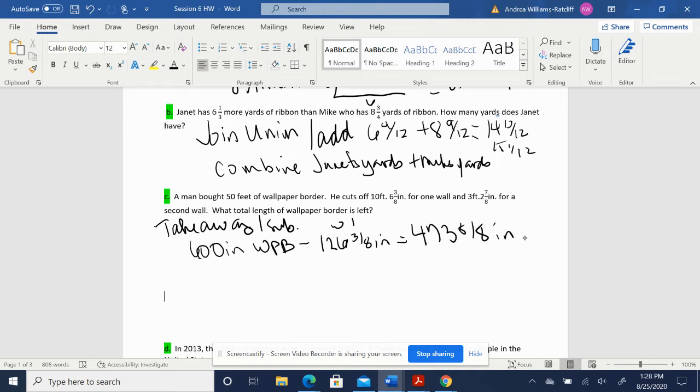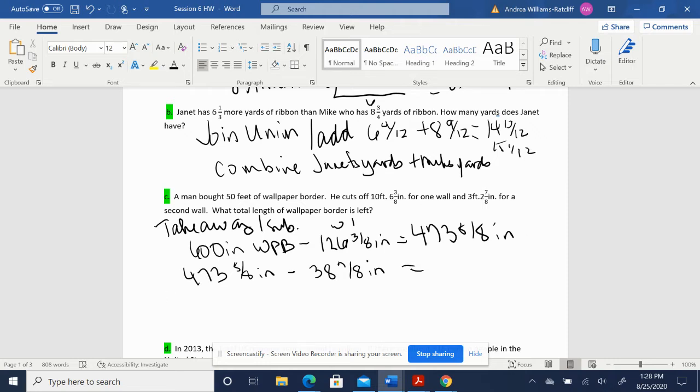So now we go to wall 2. So we have this 473 5/8 of an inch, and we're going to remove 3 feet, 2 7/8 of an inch for wall 2. Okay, so that 3 feet, that's going to be 36 inches. And then we're also removing another 2 7/8. So for this second wall, we are removing 38 7/8 of an inch.